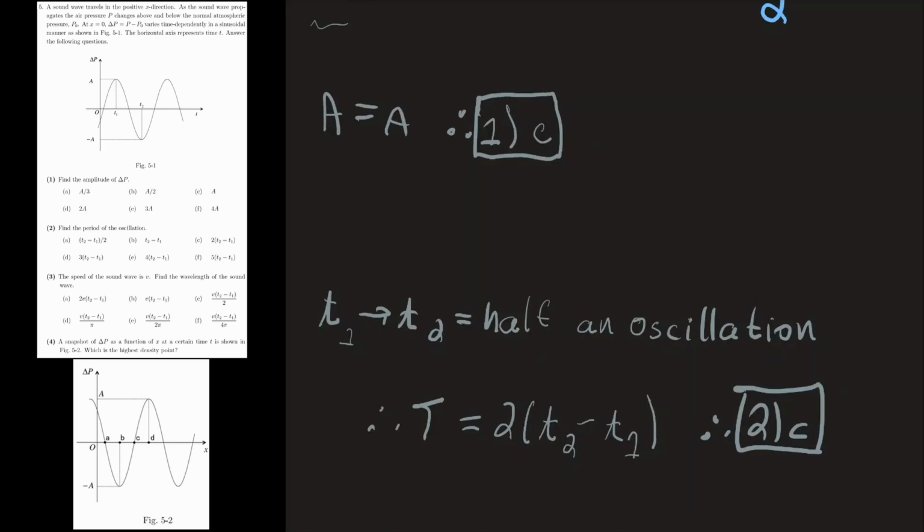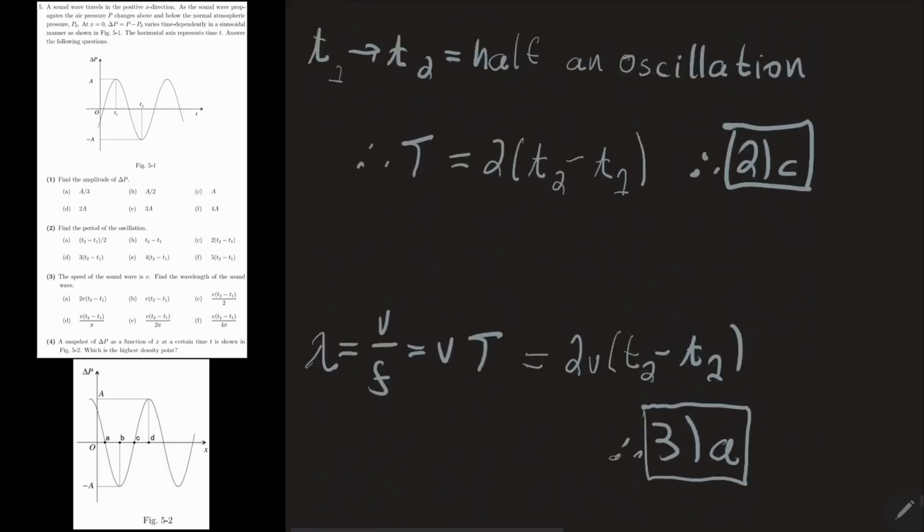You have two adjacent peaks, and it takes some amount of time to get from one to the other. In half that time, you will get to the trough in between them. So that means our period is 2 times the time between t sub 2 and t sub 1, right? Because t sub 2 is a trough and t sub 1 is a peak immediately before it. So our period is 2 times (t sub 2 minus t sub 1), which is option C.